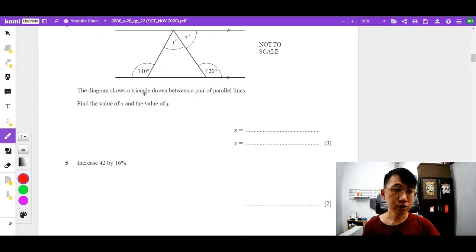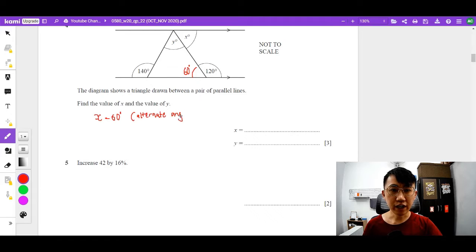The diagram shows a triangle drawn between a pair of parallel lines. Find the value of x and the value of y. Alright, so we are going to find this angle here. It's going to be 60 because this is a straight angle, okay? Total must be 180. And if I know the value of here is 60 degrees, x is automatically 60 degrees as well. What is the rule for this, right? It's actually your alternate angle. Okay, so you look for the Z shape. So this is alternate angle.